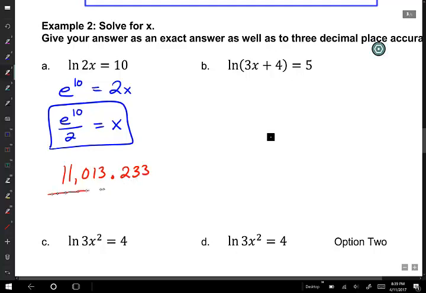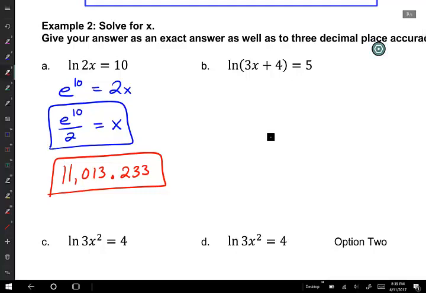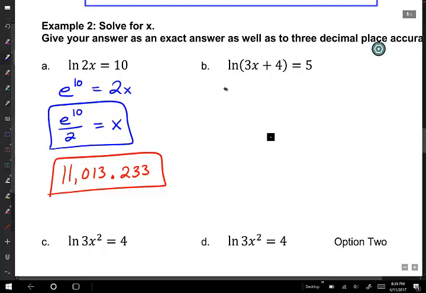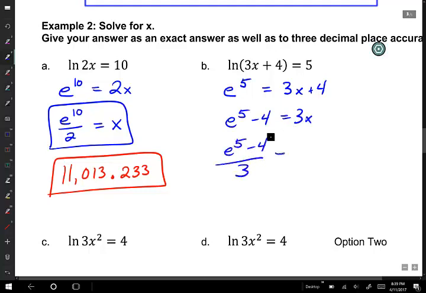11,013.233 is our approximate answer for this. The reason it's so large is because you're raising something to the 10th power. All right, let's take a look at B. Here we have e raised to the fifth equals 3x plus 4. So e to the fifth minus 4 equals 3x. So (e to the fifth minus 4) over 3 equals x is going to be our exact answer.